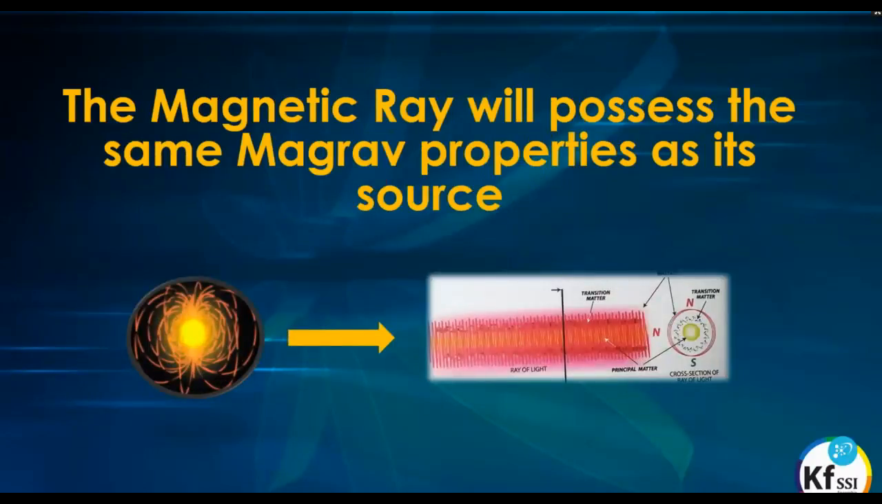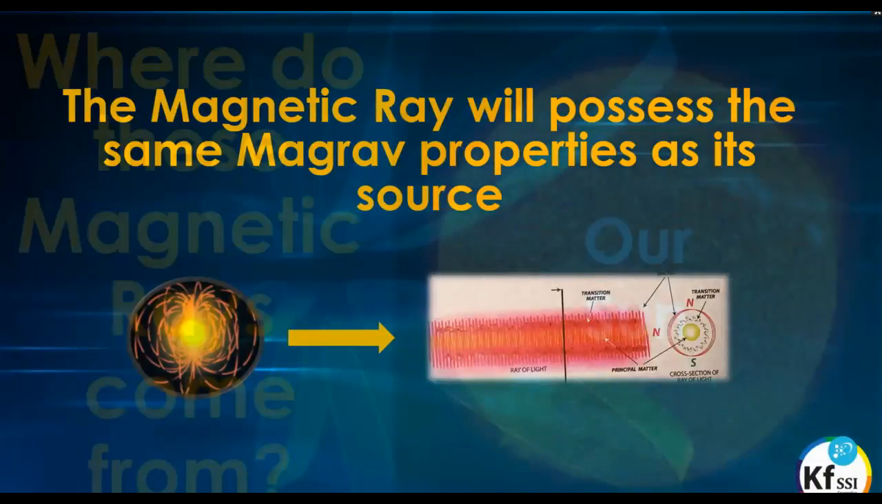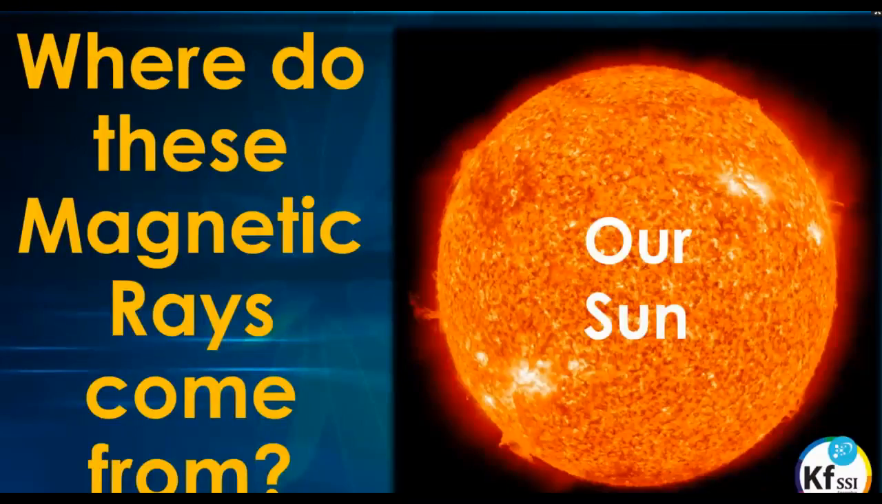And the important part here is that the magnetic ray will possess the same magnetic or gravitational properties as its source. So whether it be the sun or ourselves, it possesses those fields which come out from that original source. So then the next question comes to mind as to where do these magnetic rays come from? And in our solar system, principally from our sun.